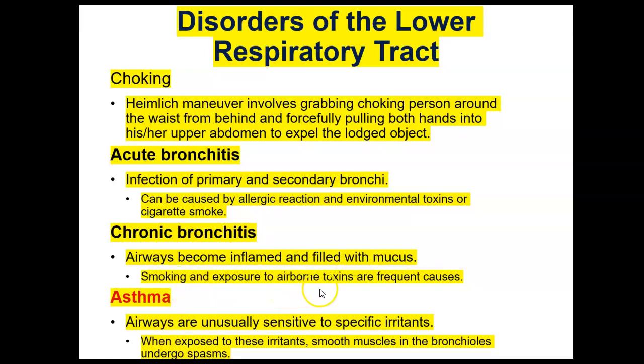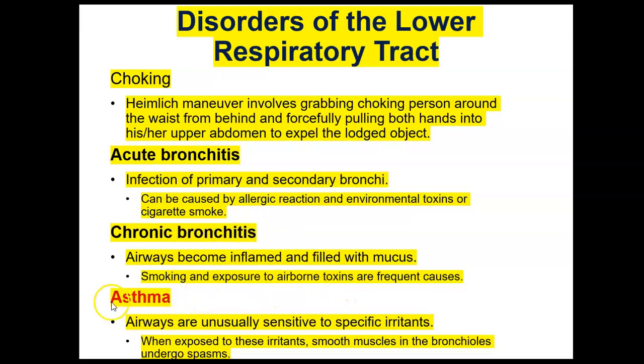Smoking and exposure to airborne toxins cause it, like one that was found in some buildings many years ago. What was the name of that thing? I just can't think right now. Asbestos. So asbestos could cause chronic bronchitis, probably some mold exposure, and people who work in the coal mines can get it.